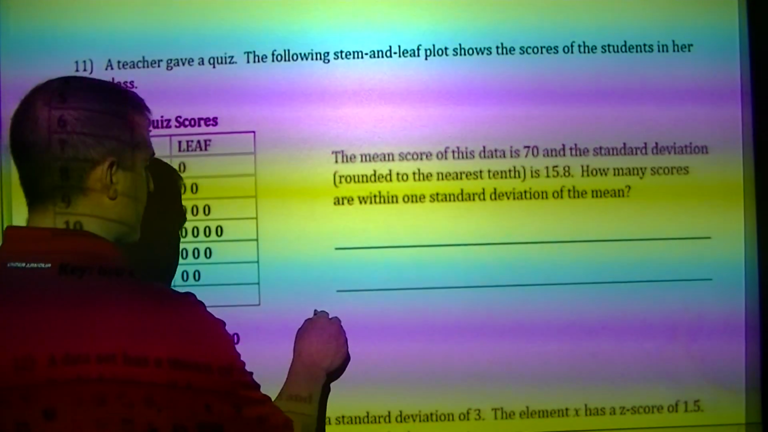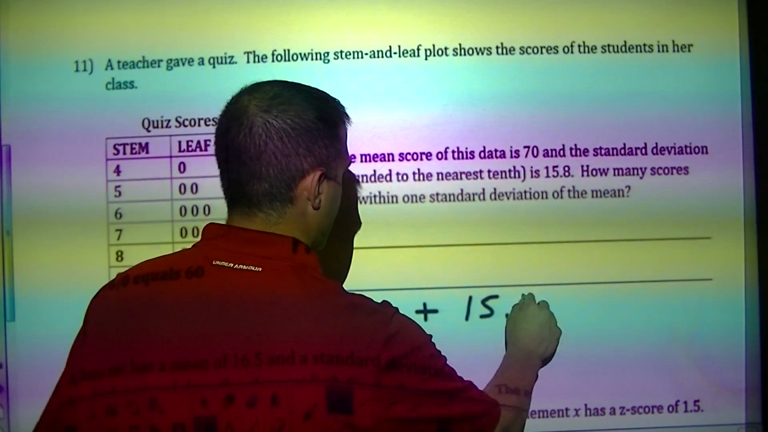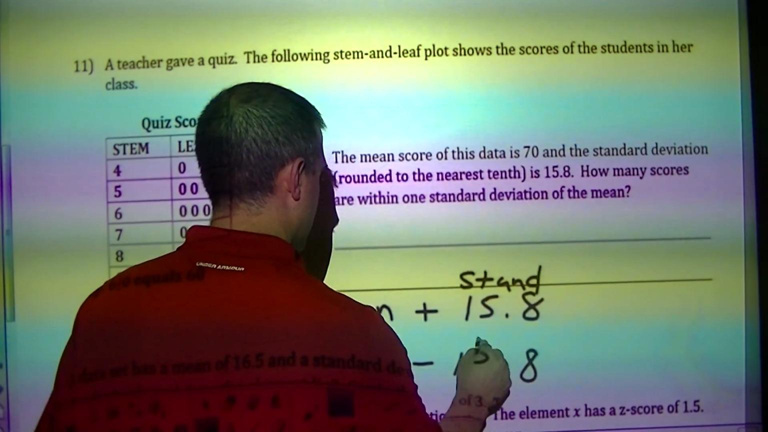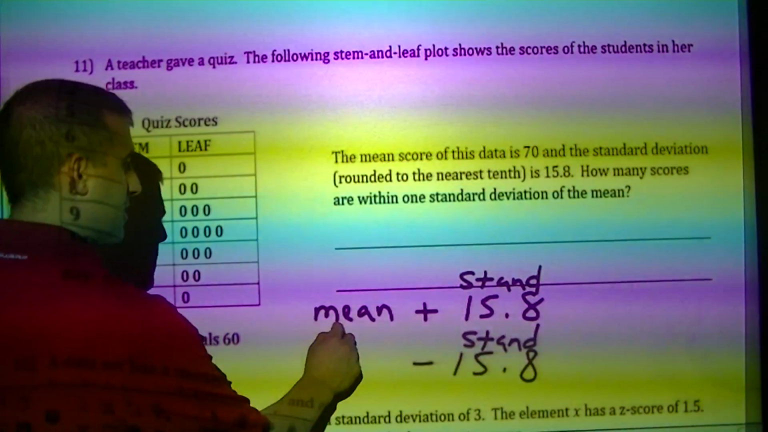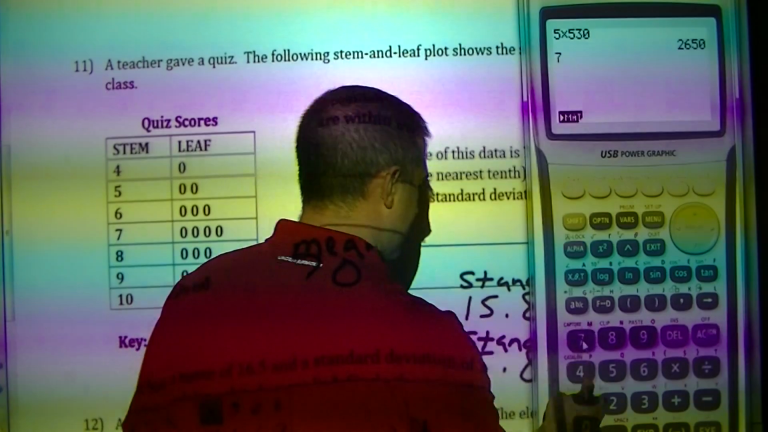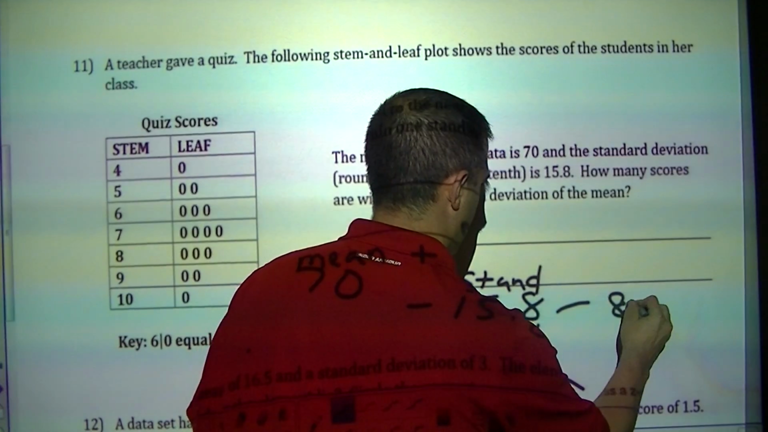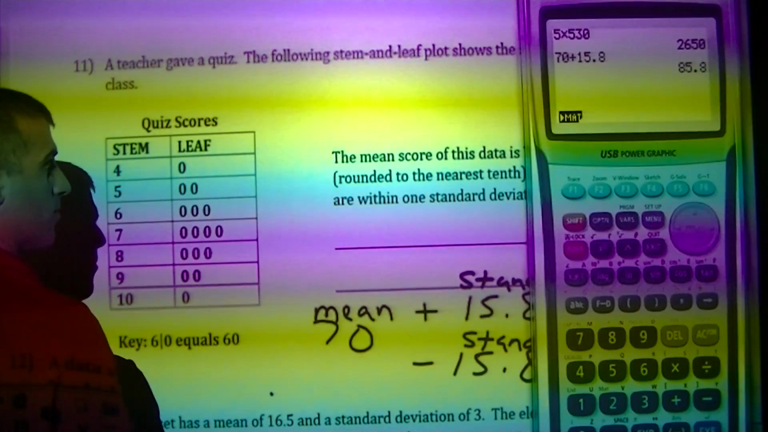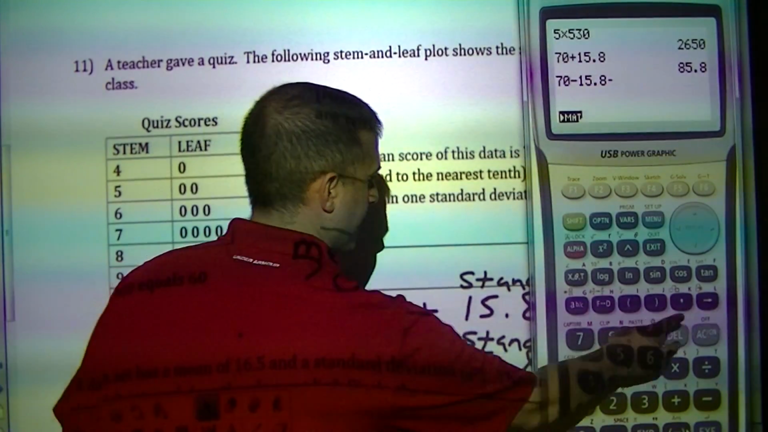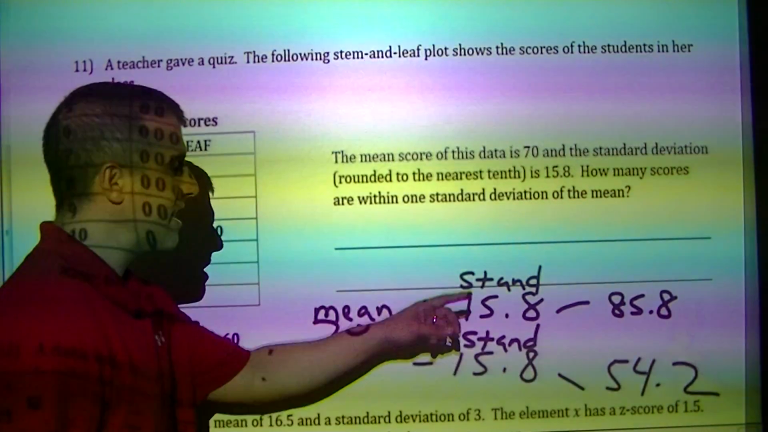If this is your mean, you add 15.8 and subtract 15.8, your standard deviation. My mean was 70. Those two values are going to give you within 1. So 70 plus 15.8 is 85.8, and the other one is 70 minus 15.8, so that's going to be 54.2. So how many are between those?